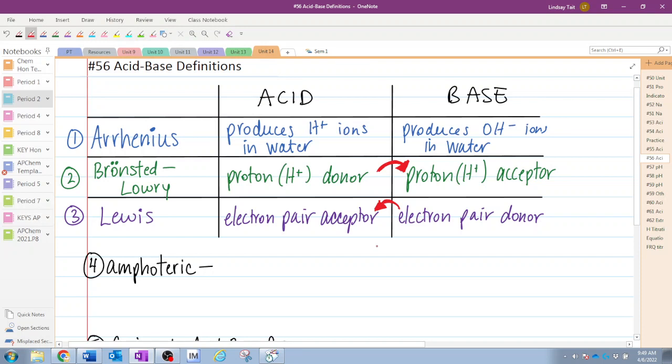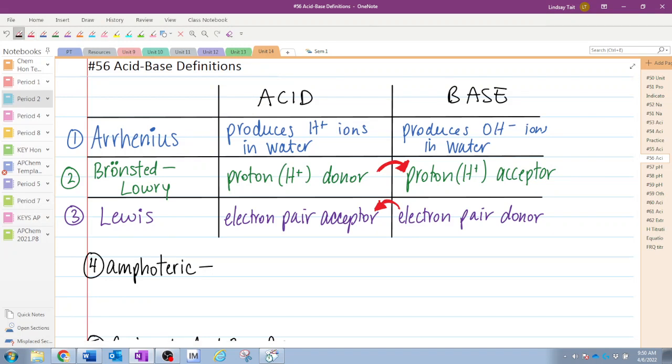And I remember that because electrons have the opposite charge of a proton. So if the positive thing is going from the acid to the base, then the negative thing is going from the base to the acid. So that's how I keep those straight: I know my Lewis definition because I compare it to my Bronsted-Lowry. If the acid is the proton donor, it's got to be the electron pair acceptor. Right? They aren't both donors or both acceptors. It's the opposite for those different definitions.